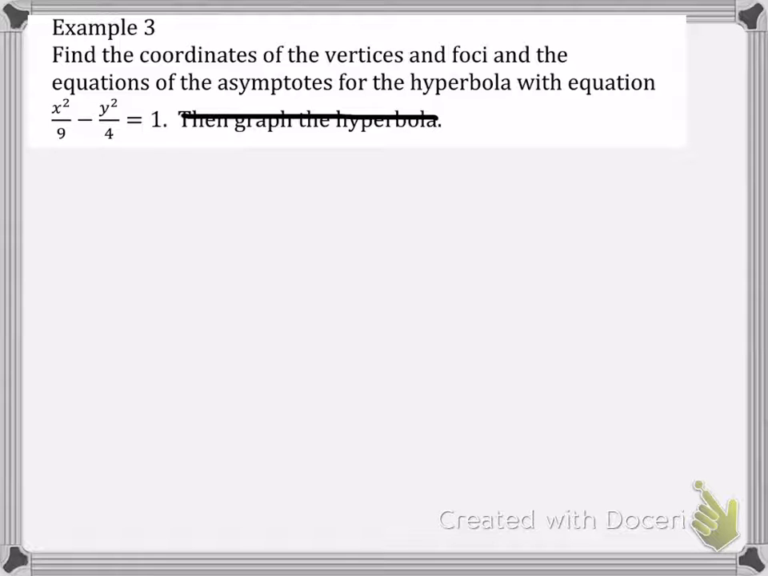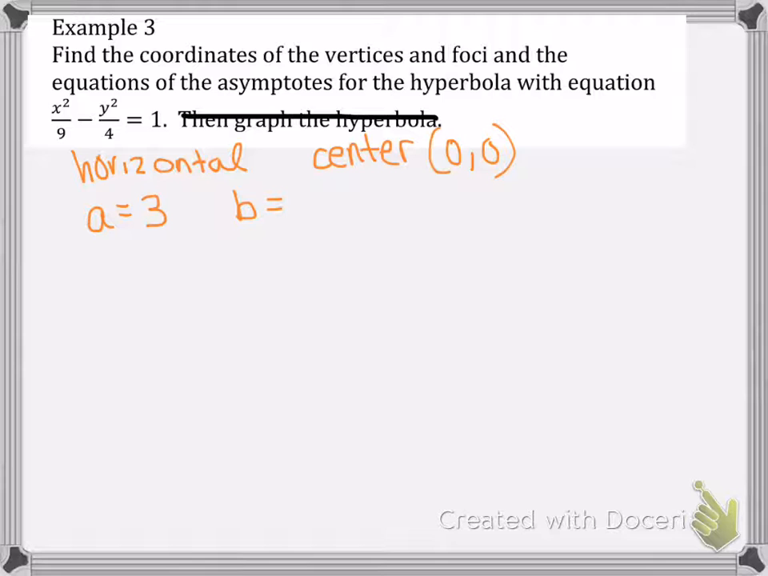All right, find the coordinates of the vertices, the foci, and the equations of your asymptotes. Well, first off, it's going to be a horizontal hyperbola because the x is first. My center is going to be at 0, 0 because there's nothing being added or subtracted in the top. The a value is first, so that's 3. The b value is second, so that's 2. That means c is going to equal the square root of 13.